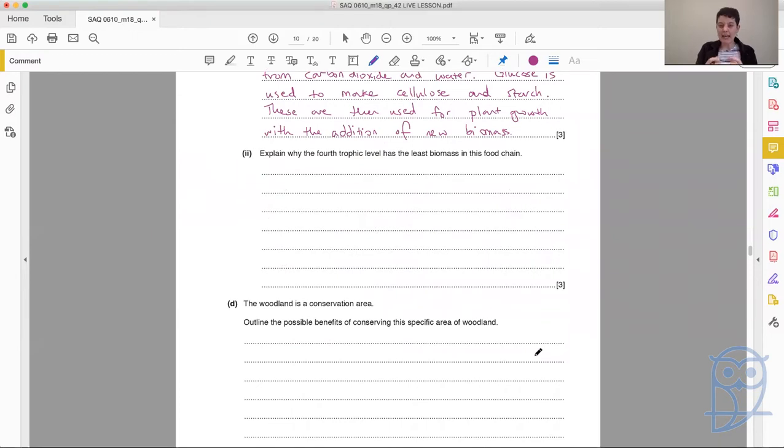Explain, give me details, why the fourth trophic level has the least biomass in this chain. So why do we have the least biomass? It's all because of energy loss. At each level, energy is lost, and therefore the next level can't support as much biomass. So the reason is that energy is lost between each trophic level in the food chain.